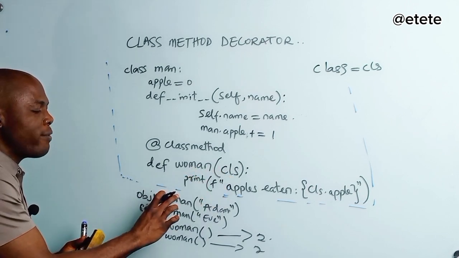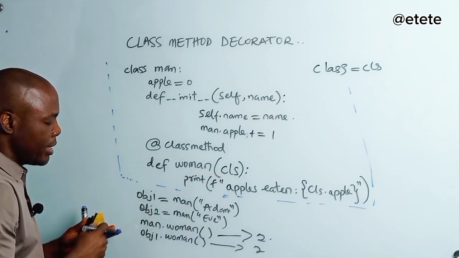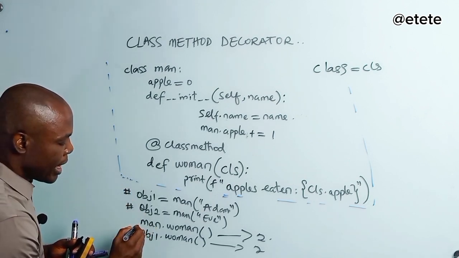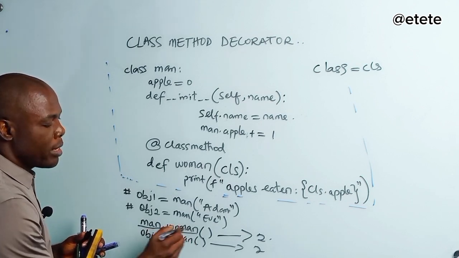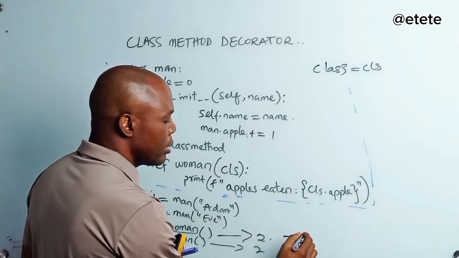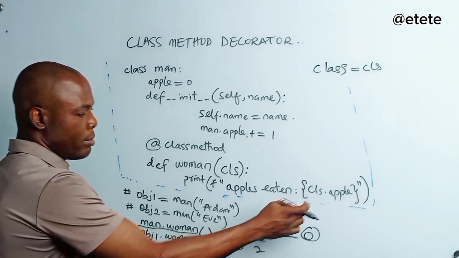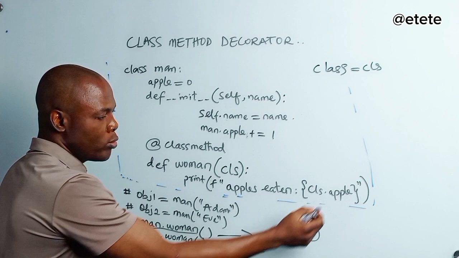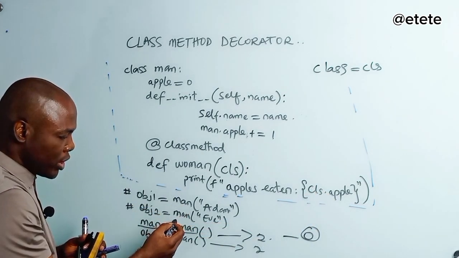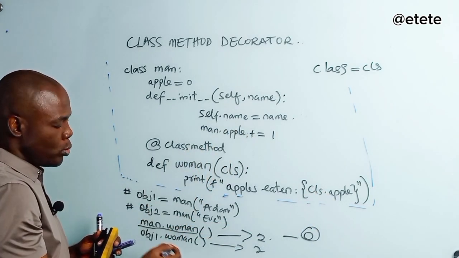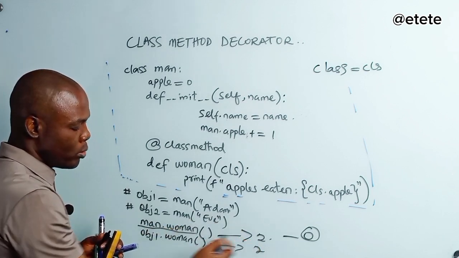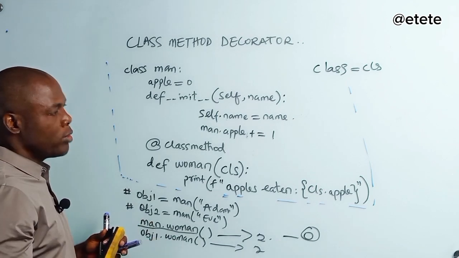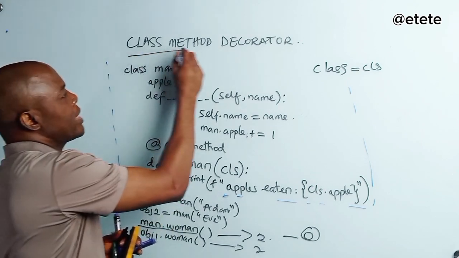So with this, I don't even have to instantiate. Now, if I don't instantiate this, I can call this directly, man.woman. But if I call, it's going to print out zero. That's what it's going to print out. Because this will not operate. It will just come here and call, and it will print out zero. But because I've instantiated these classes, this apple has increased to two. So when I'm calling man.woman, it's going to give me two. When I'm also using the object to call this method, it's also going to give me two. So that is what I want to show you in this class using class method decorator.